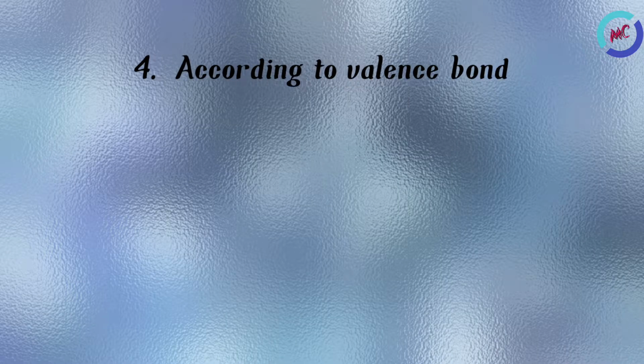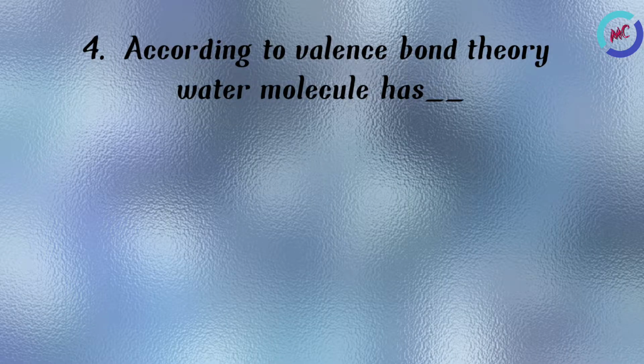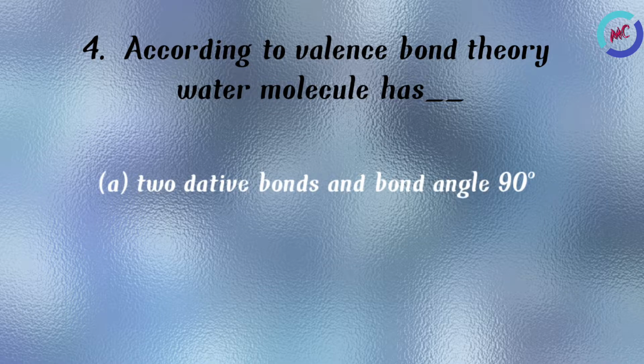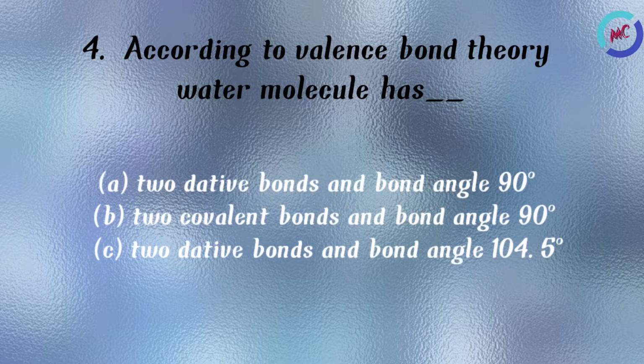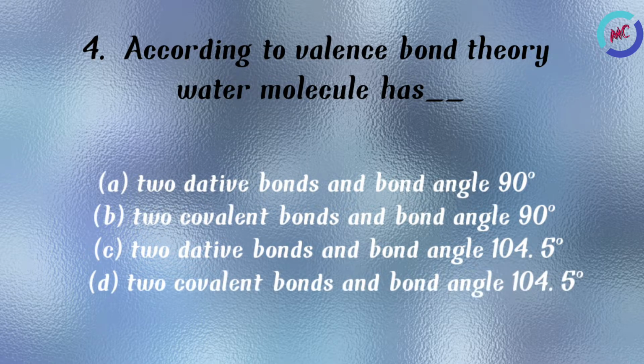Fourth one. According to valence bond theory, the water molecule has: option A, two dative bonds and bond angle 90 degrees. Option B, two covalent bonds and bond angle 90 degrees. Option C, two dative bonds and bond angle 104.5 degrees. Option D, two covalent bonds and bond angle 104.5 degrees.